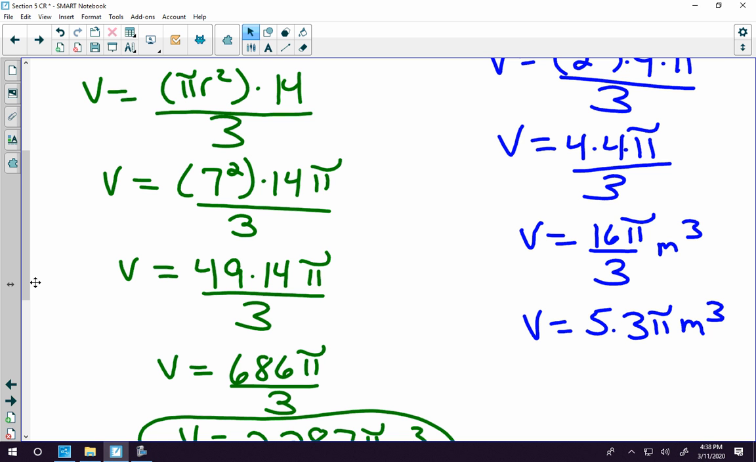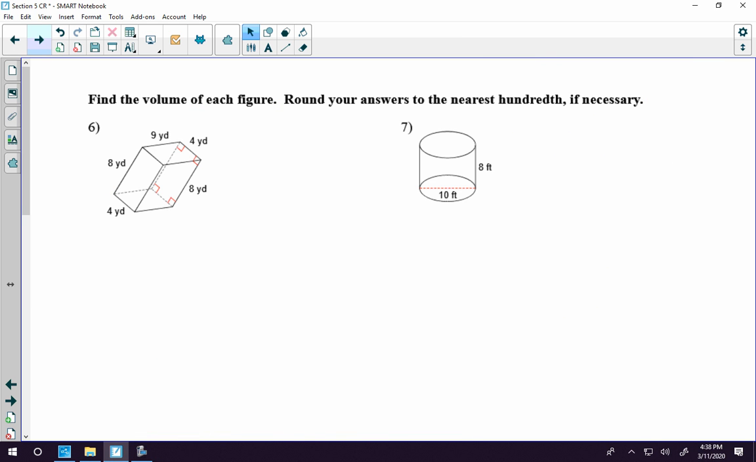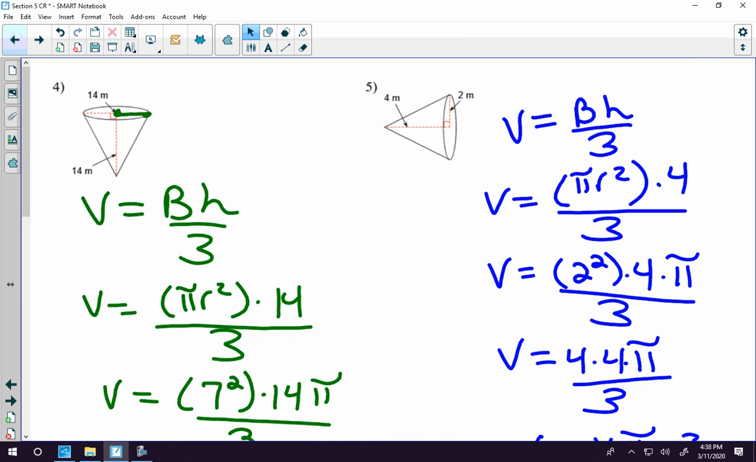I believe that's all. Yep, that's all review stuff. So today we're just talking about the volume of cones and the volume of pyramids.